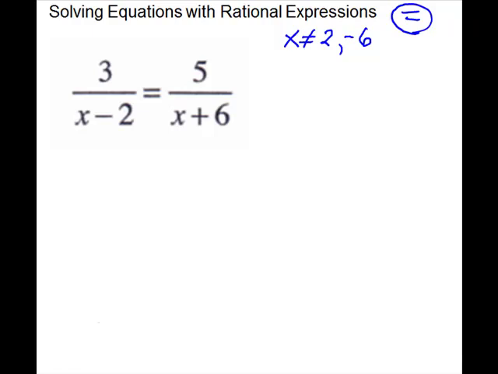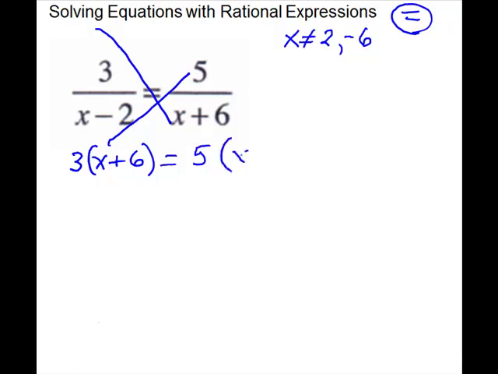For a proportion, to solve, you do cross products. So you're going to multiply on the diagonal across the equal sign. Remember, you're going to need parentheses here. So we're going to have 3 times x plus 6 will be equal to the other cross product, which will be 5 times x minus 2. And now we will simplify and solve.